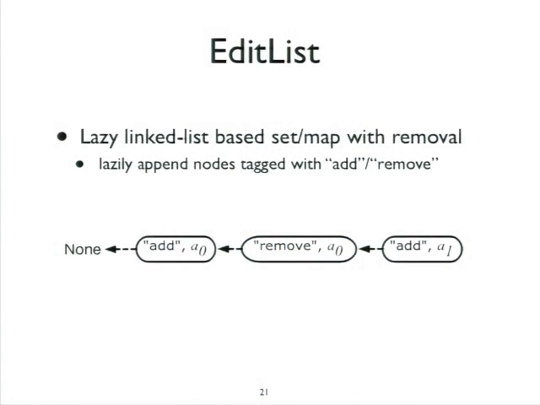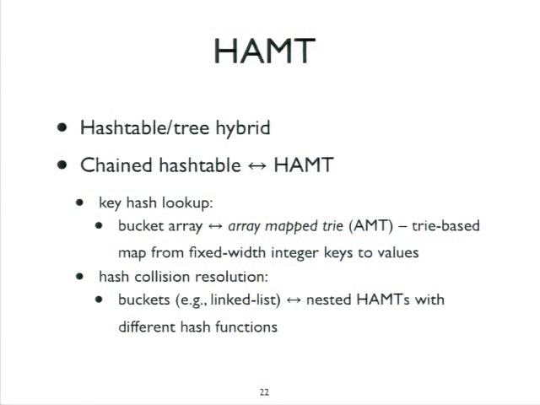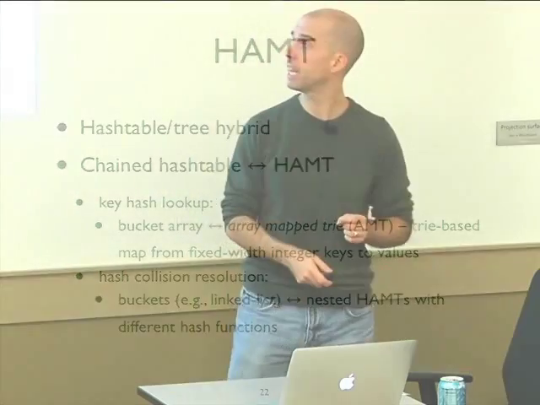Oh, and these dotted lines are saying that the previous things are lazy, and I'll show you in a minute how that comes into play. OK, so now what's a HAMT? A HAMT is a hash table tree hybrid.